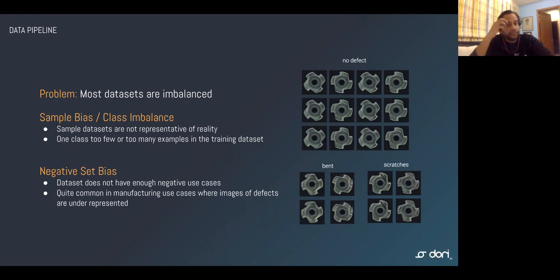The other type of data imbalance that you may have is just the lack of negative use cases that I talked about earlier. And this is quite common in manufacturing use cases where, again, you may not have, for example, a lot of bent parts or ones that have various scratches or various colors, but these are actual possible aberrations that may come up when the manufacturing process is actually rolling out.